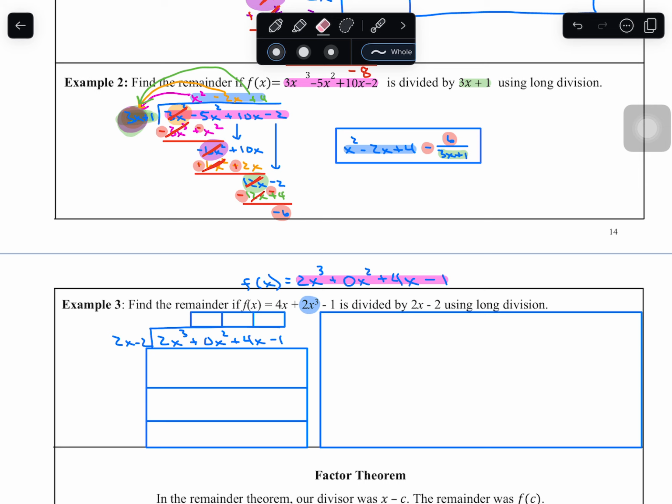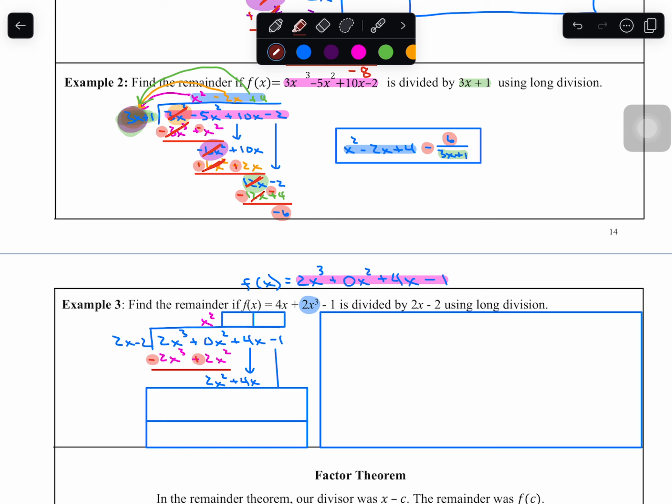Okay, once you had that written, and I gave you the little hint, hopefully you were able to do the rest, just like examples 1 and 2. So first, I need to ask myself, what do I need to multiply 2x by to get to 2x cubed? And that's x squared. Then I'm going to multiply. When I multiply, I get 2x cubed minus 2x squared. Then I'm going to go ahead and switch the sign because I'm subtracting all those terms.